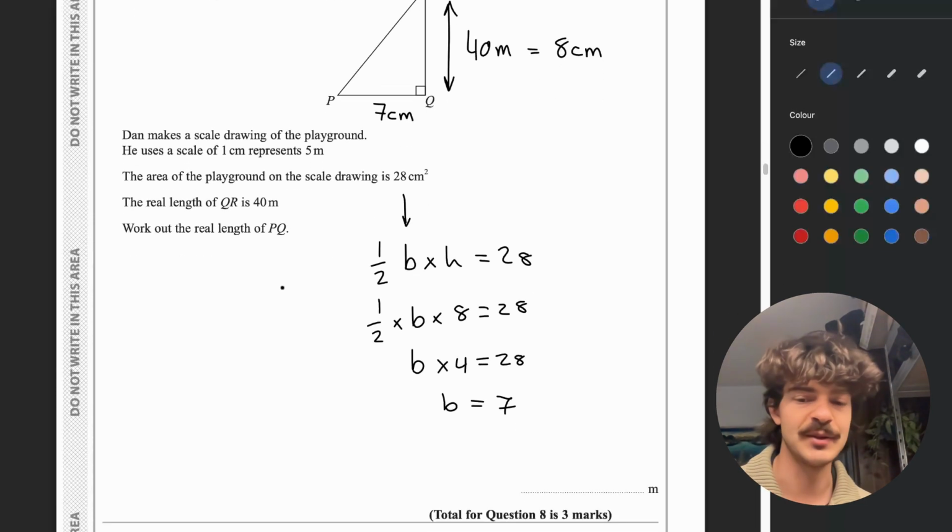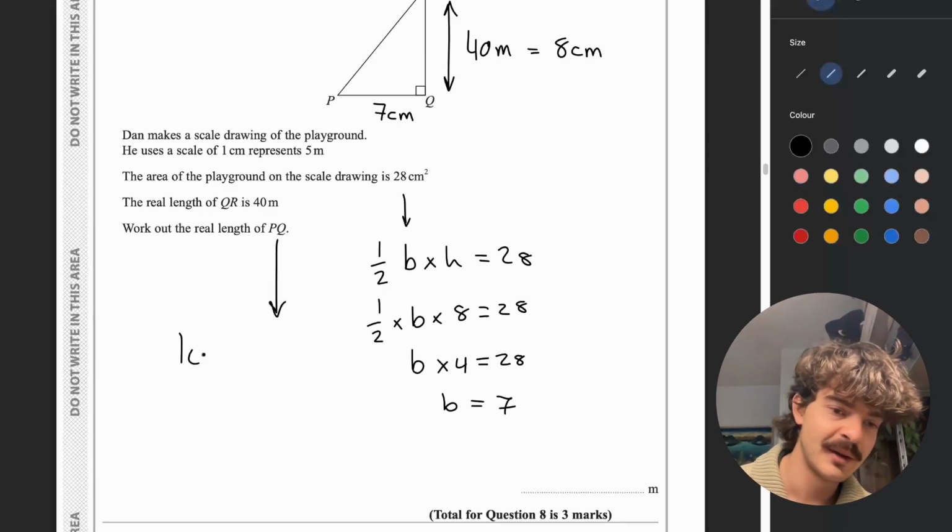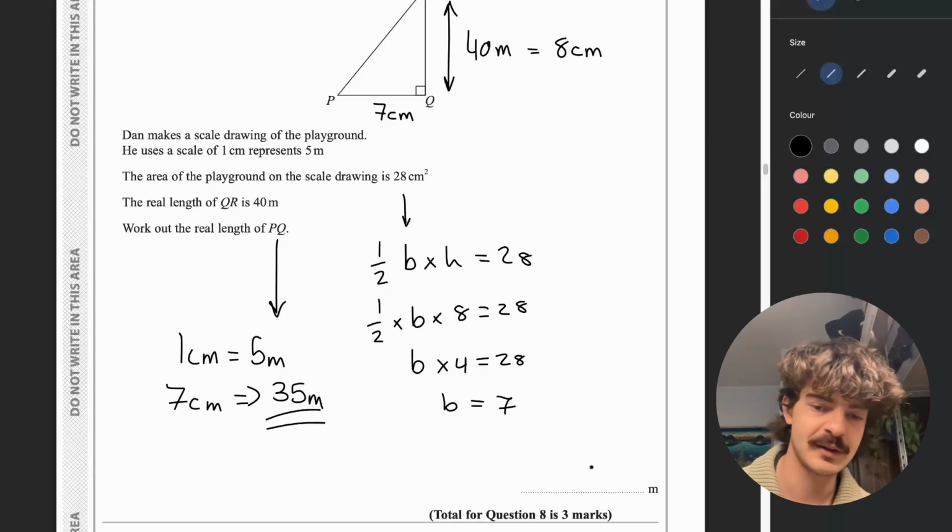And now all we need to do is work out the real length of PQ. And remember, we've got this ratio. 1 centimeter equals 5 meters. We have 7 centimeters, and therefore we have 35 meters. Nice.